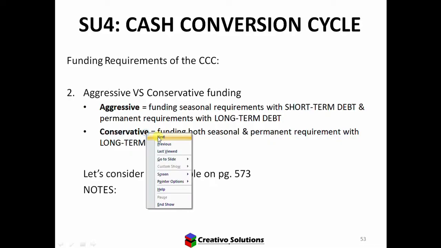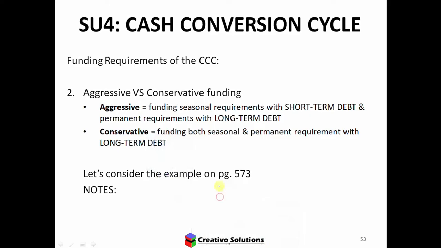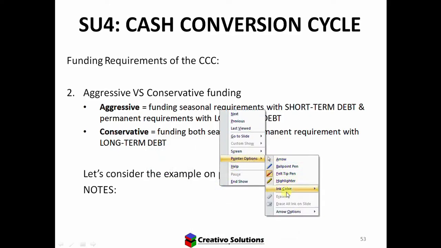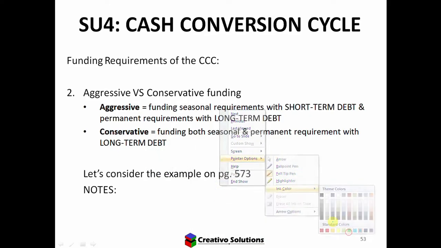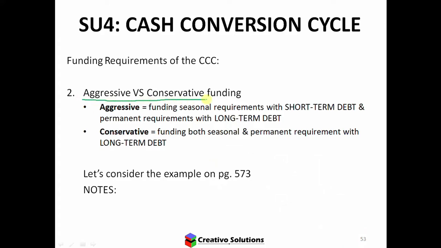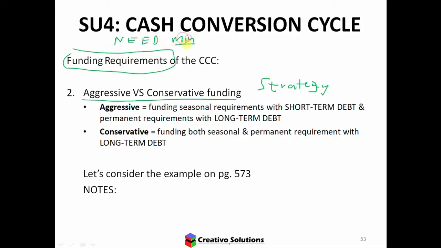Now we've got aggressive versus conservative. Please note that this is separate. This has nothing to do with permanent funding. It's a separate consideration. When you're looking at aggressive or conservative funding, this is a strategy that needs to be applied. Earlier we said businesses have funding requirements. Businesses need permanent money, in other words a minimum amount of it, and then there'll be a seasonal, which is a maximum amount that they will need, an additional surplus.